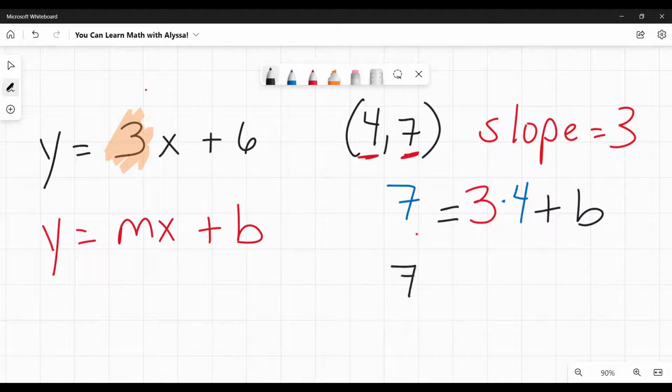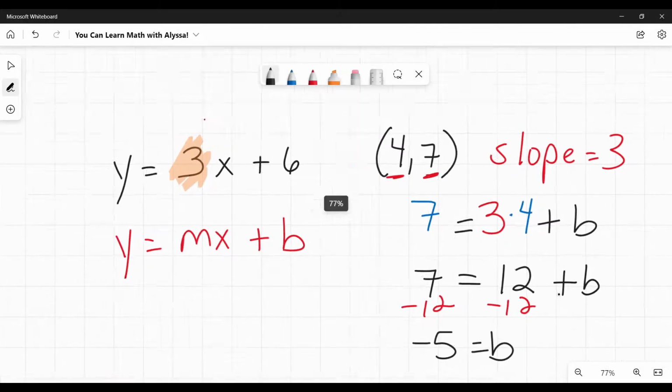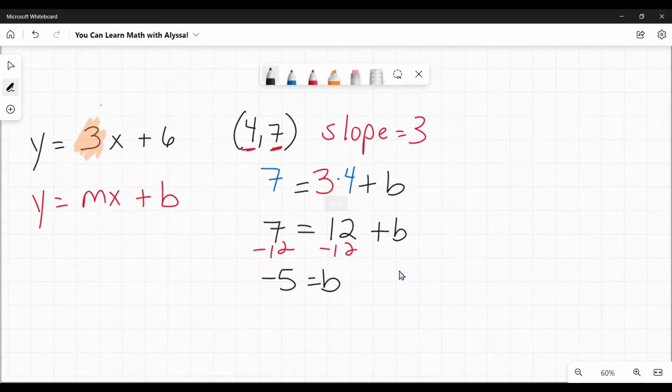And now we're at a more straightforward algebra problem where 7 equals 3 times 4, which is 12, plus b. To get b by itself, I subtract 12 from both sides. 7 minus 12 is -5. b is -5. Zoom out and scoot over a little bit.